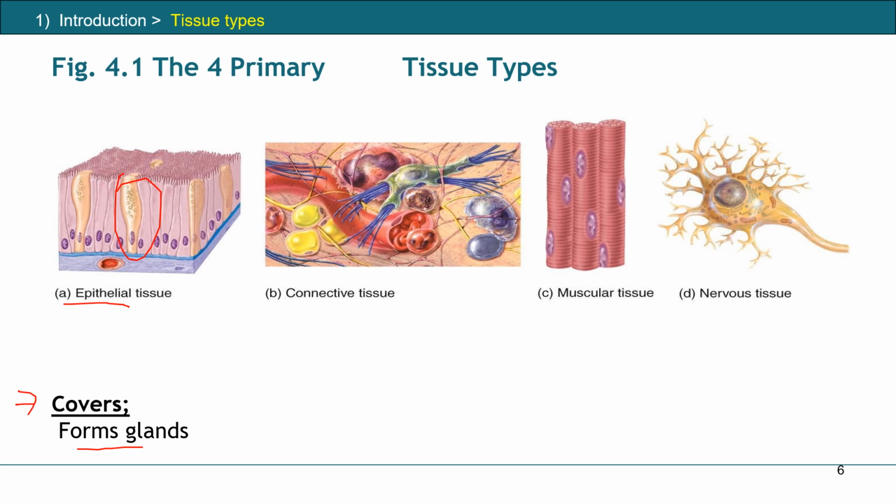So the epithelial tissue outlines, protects, covers, separates your skin and also each one of the organs, and it can also form glands. The connective tissue, and we will talk about that. There are so many types of connective tissues that each one has a slightly different function.